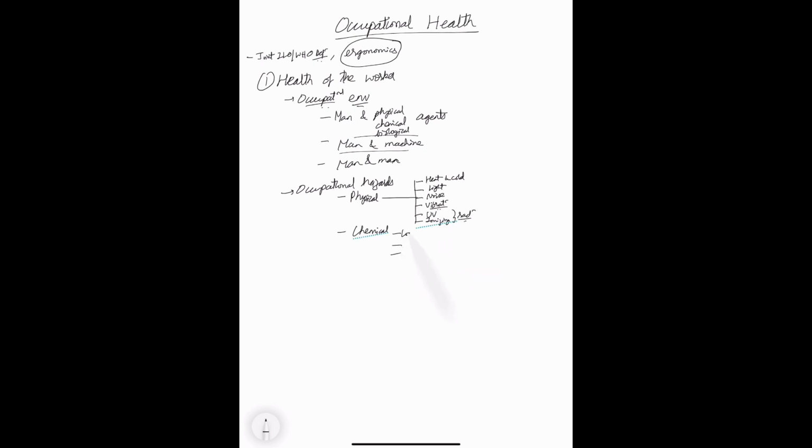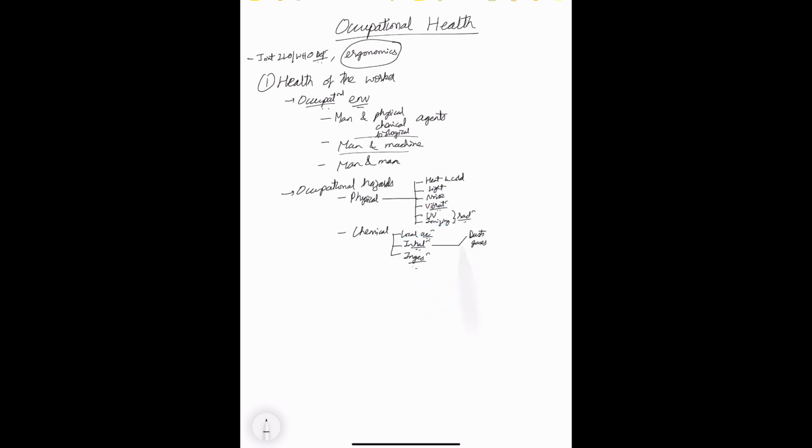We have the occupational environment in which we have interactions between man and physical agents, chemical agents, biological agents, interactions between man and machine, and man to man interactions. And then we have occupational hazards, which can be categorized into physical and chemical broadly. Under physical, we have heat and cold, light, noise, vibration, UV radiation, and ionizing radiation.